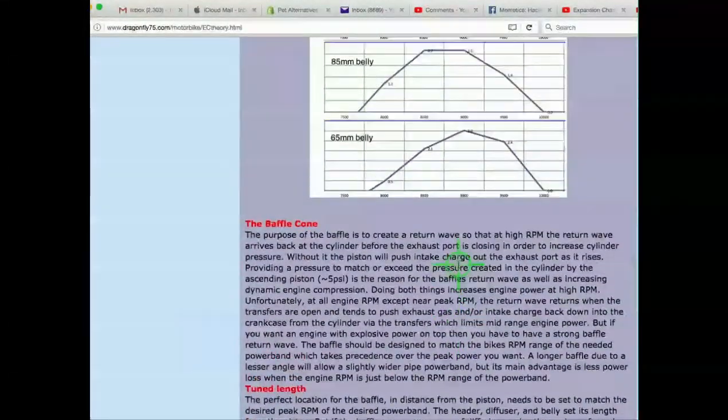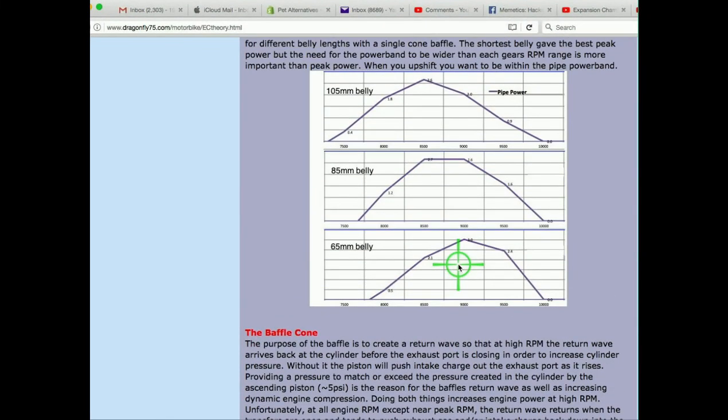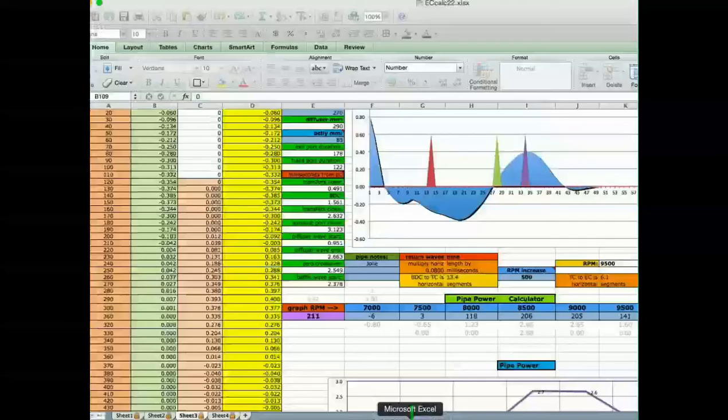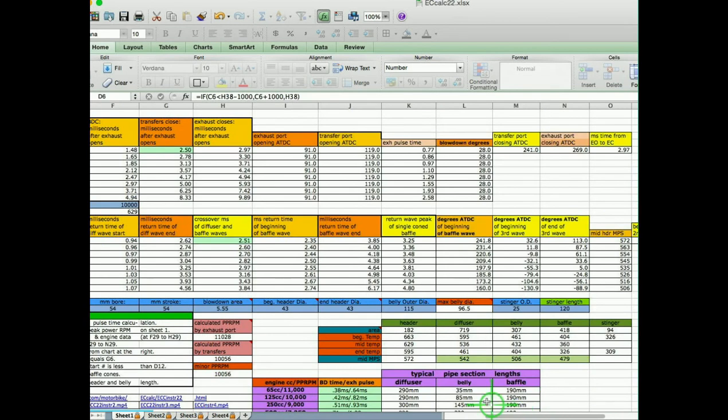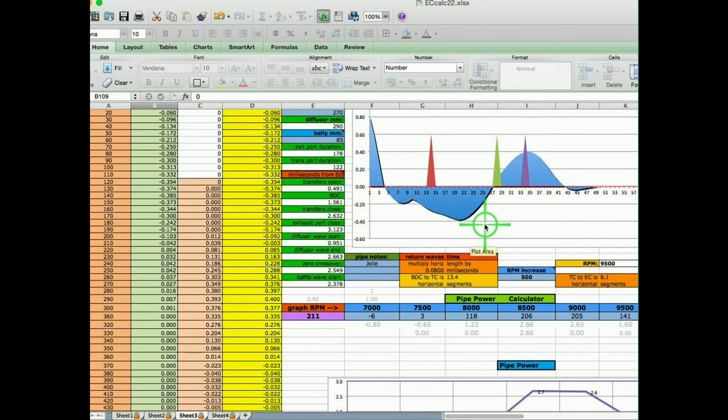Last but not least, the belly length. On the calculator, on sheet 1, I give recommendations for belly lengths, but you can always experiment yourself and see how it turns out with the pipe power and the acceleration power. Big difference, huh?